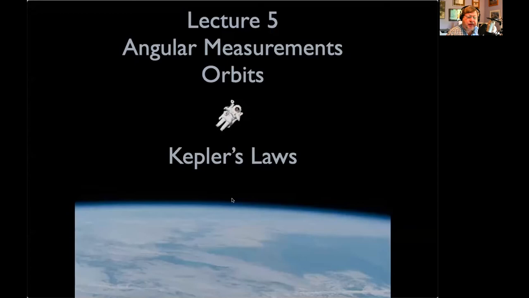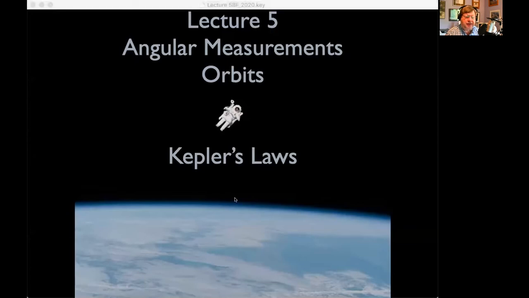So today we're going to cover angular measurements, orbits, and Kepler's laws. These are kind of the basis for what we're doing. We'll be covering gravity and then special relativity in the next 2 lectures.